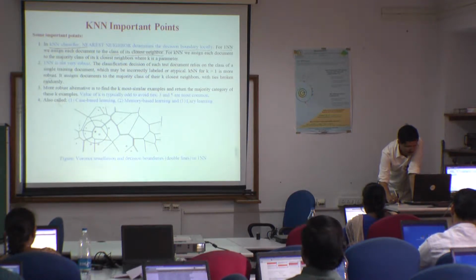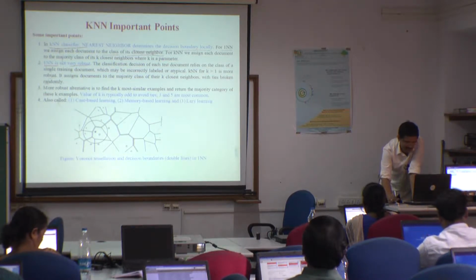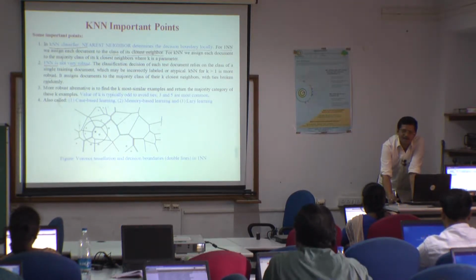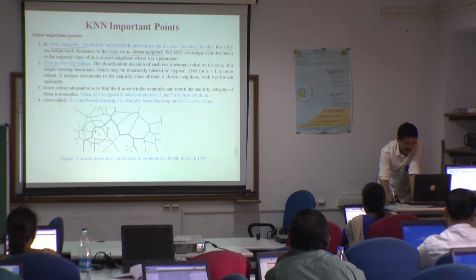Now, one nearest neighbor is not very robust. I already discussed that it may be affected by outliers or noisy things, noisy classes or noisy information.